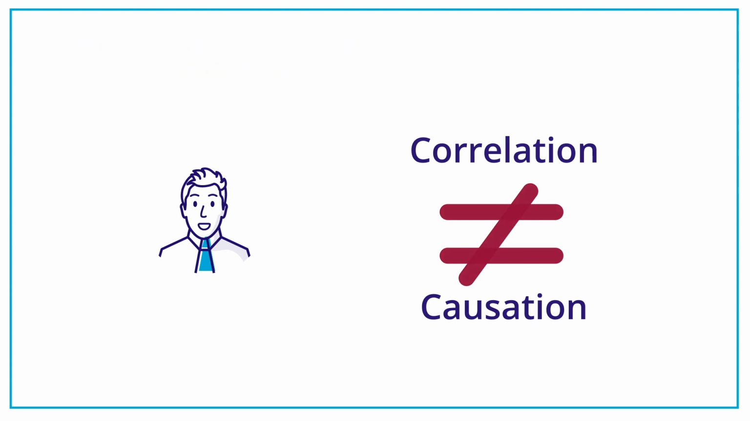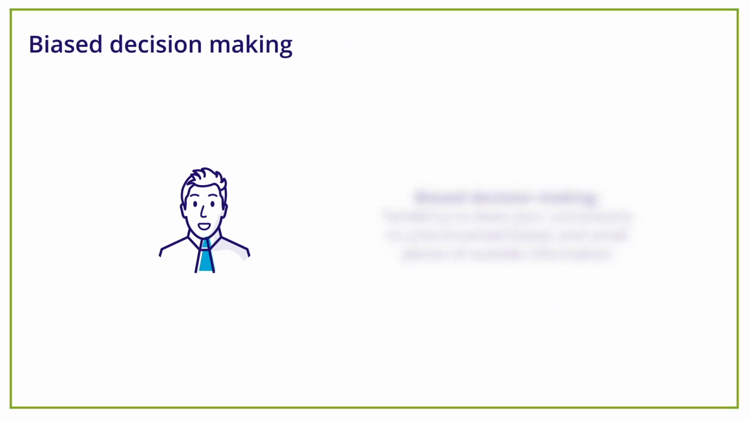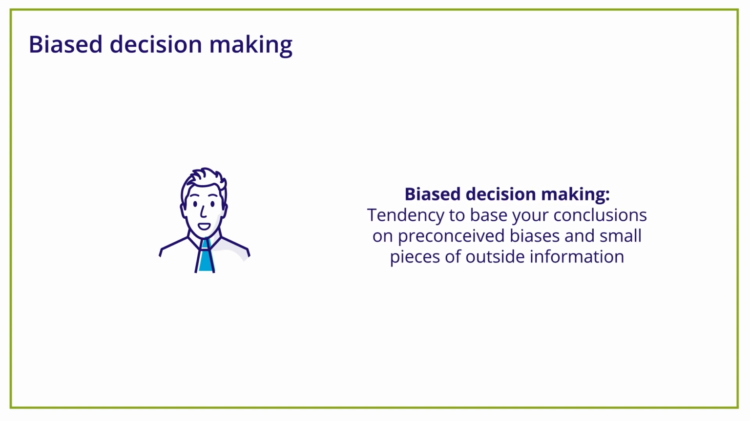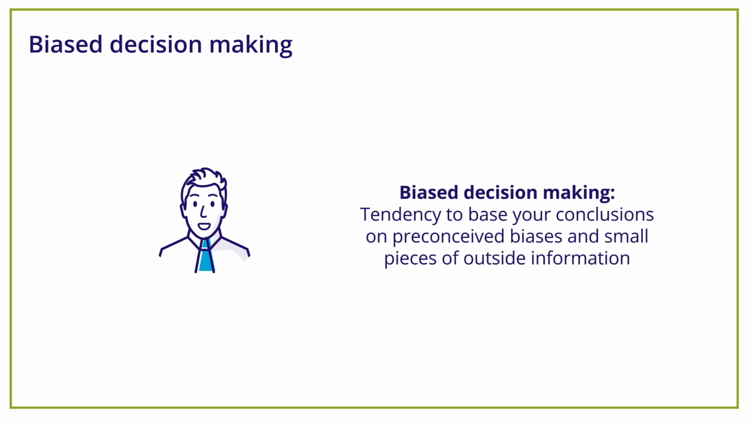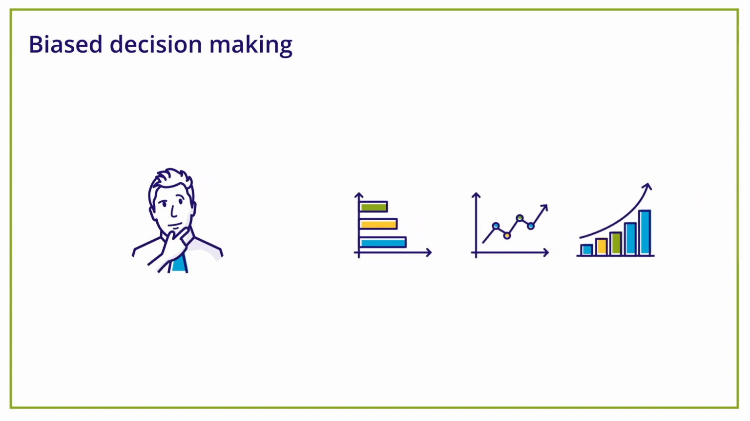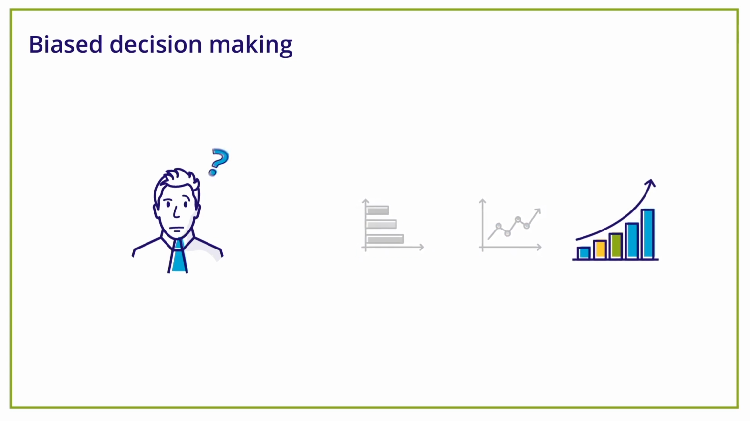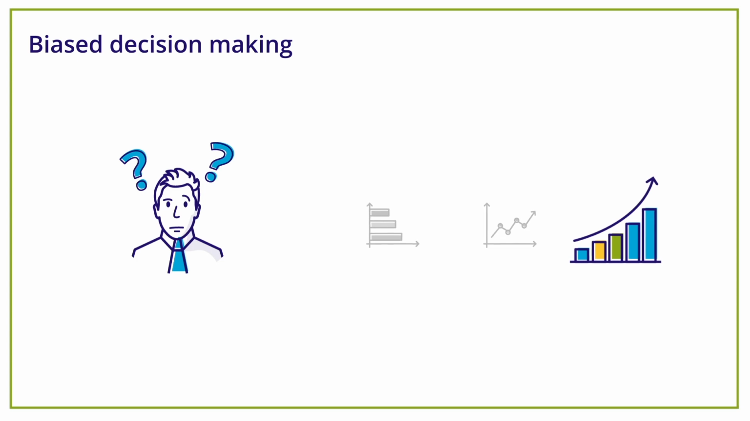The third and final most common mistake is biased decision-making. This is the tendency to base your conclusions on preconceived biases and small pieces of outside information. Whether all of the data is available or not, biased decision-making can often occur when data is overlooked because the previous data was accepted early on. This can make it difficult to form opinions on new and potentially more relevant data.